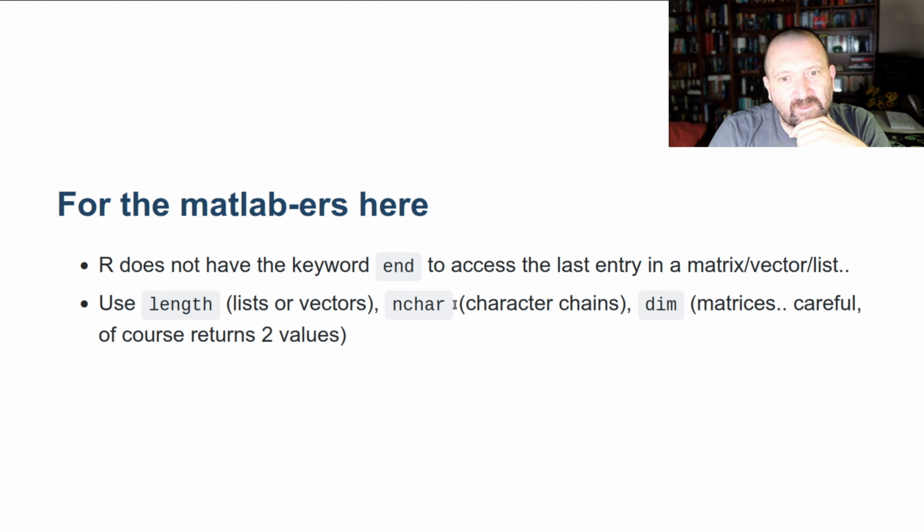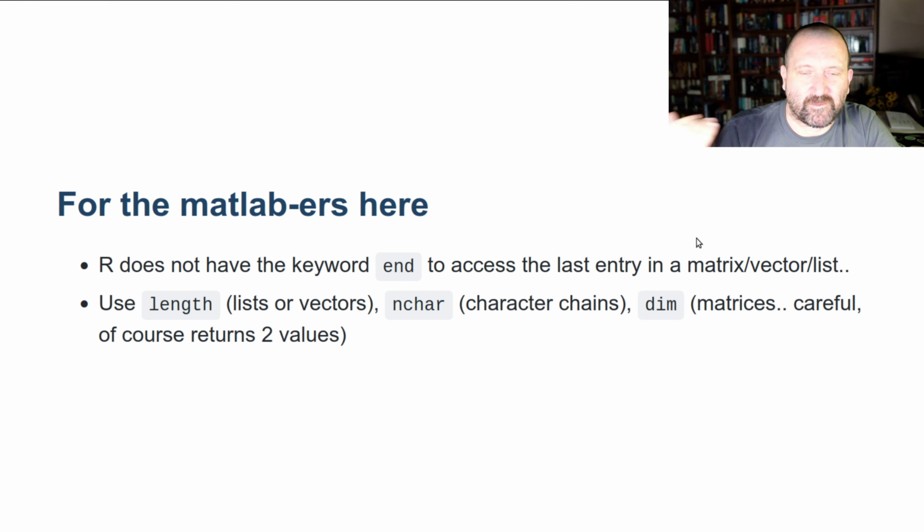Nchar is going to give you the number of characters in a string. Dim for matrices is going to give you the dimension. I should point out there's also 2 functions, nrow and ncol, that give you the number of rows and the number of columns. Dim gives you both dimensions, and so you would say dim of 1 or dim of 2 to indicate rows or columns, but otherwise you can do nrow, ncol.